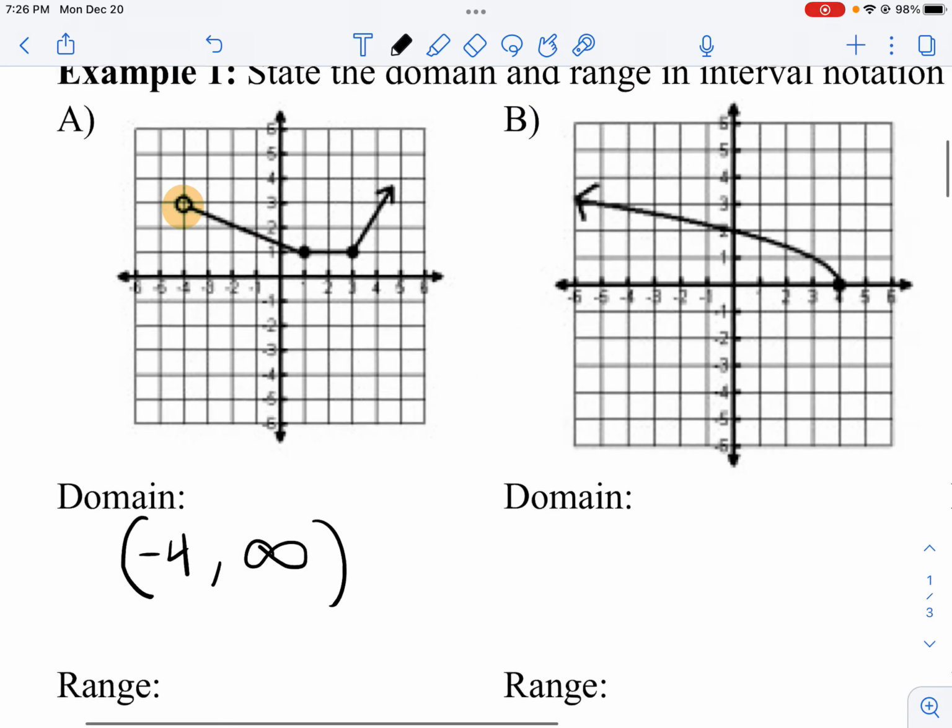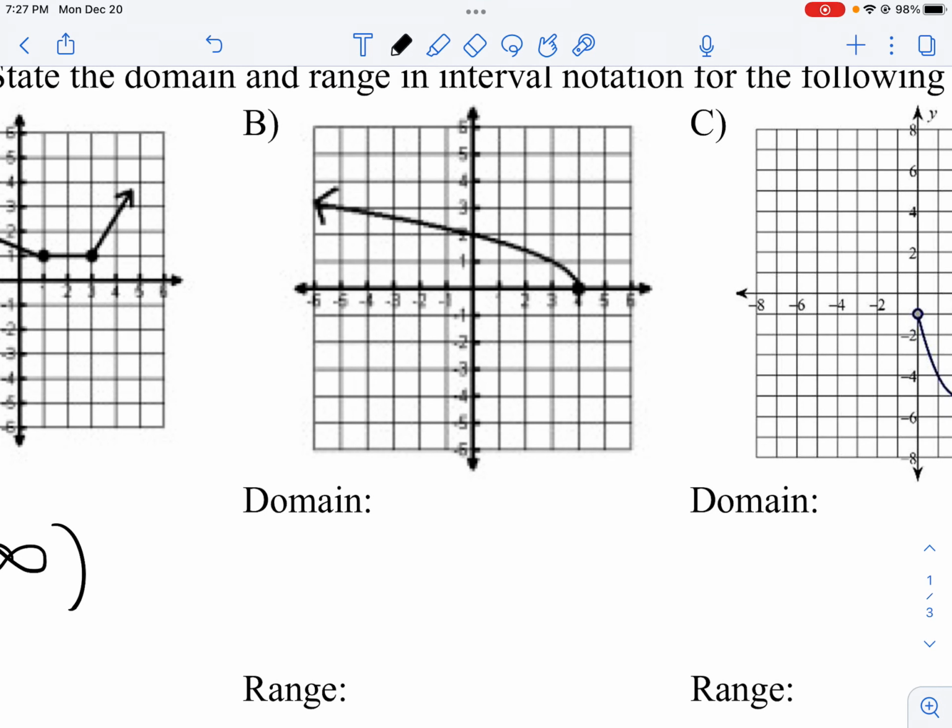Alright, so domain, let's look at the next graph. Okay, we'll notice on the left side we have an arrow. That means it's going left forever while it is also going up. So it's going to keep going, and eventually it'll hit that negative infinity. And it'll continue all the way to the right side.